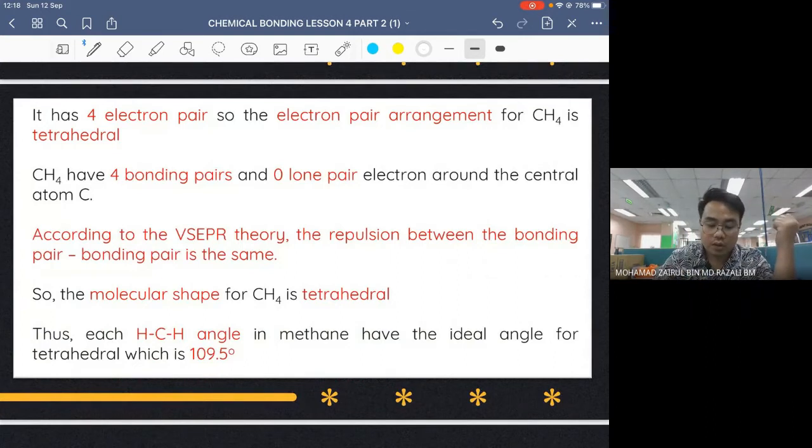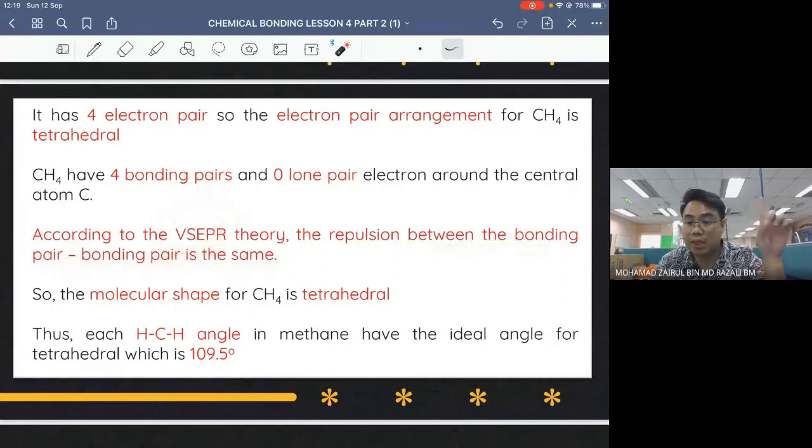So okay, based on the Lewis structure, CH4 have 4 electron pair. So the electron pair arrangement is tetrahedral. Okay, so the CH4 have 4 bonding pair and 0 lone pair electron around the central atom. Okay, and according to VSEPR, the bonding pair repulsion is the same.